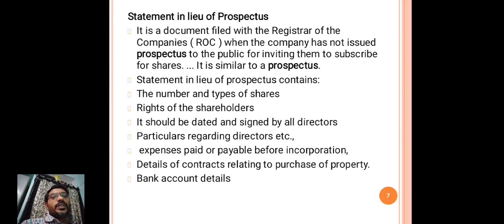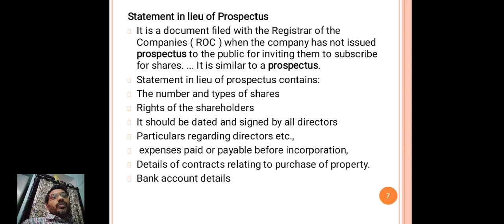to subscribe for shares. Okay, the statement in lieu of prospectus is similar to a prospectus. When the company has not issued prospectus to the public for inviting them to subscribe for shares, then that company issues a statement in lieu of prospectus. It is similar to a prospectus.